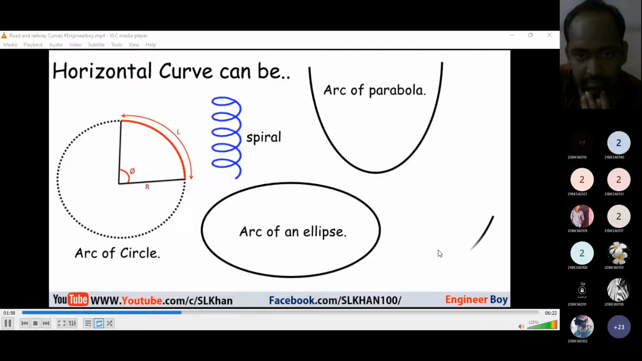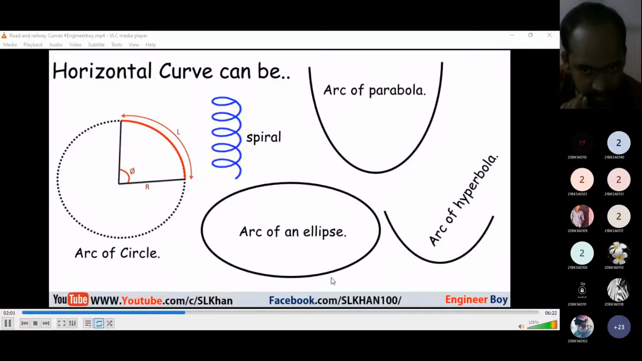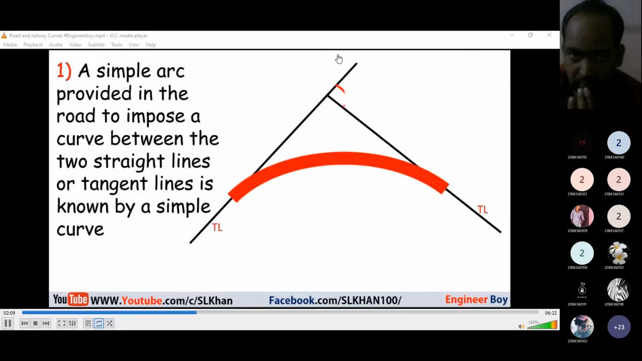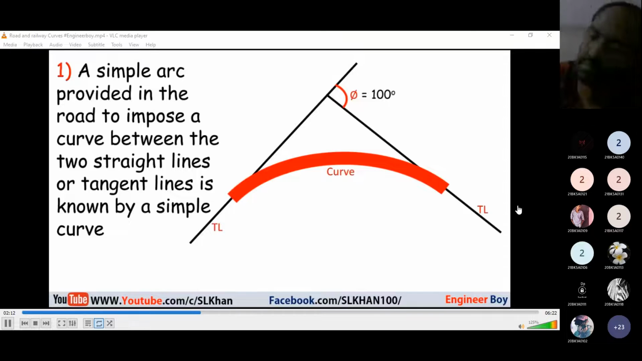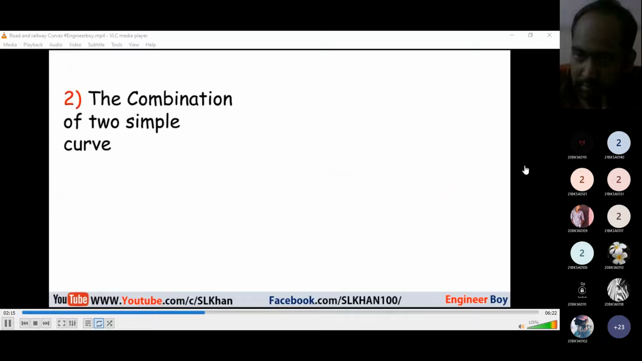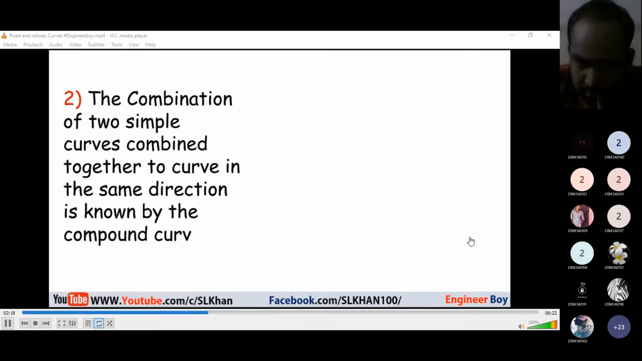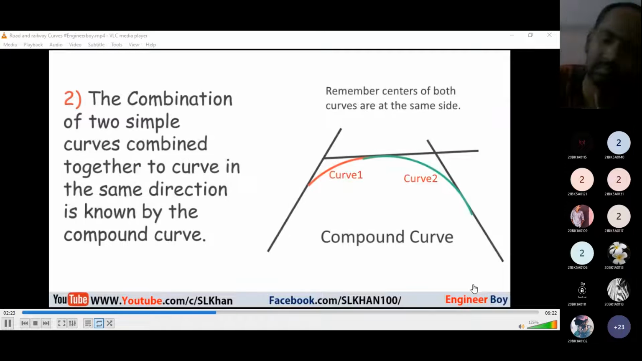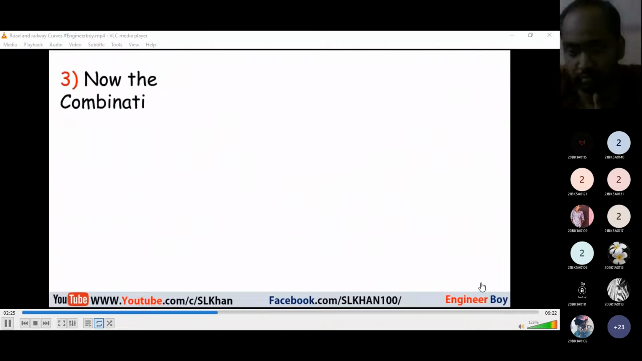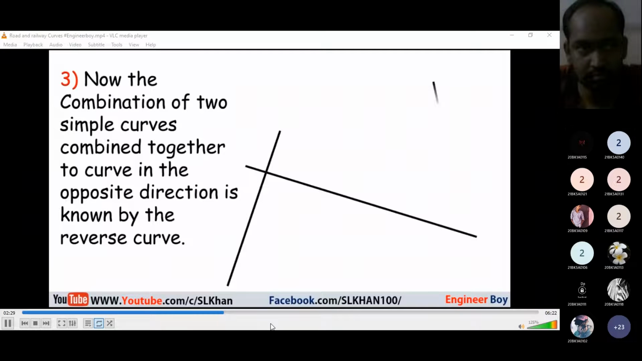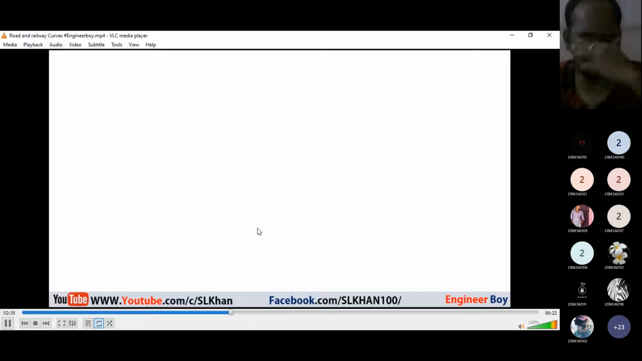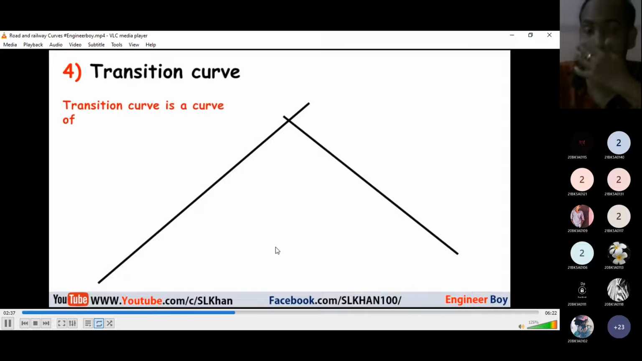So we can have some classes of horizontal curve. For example, a simple arc provided in the road to impose a curve between two straight lines or tangent lines is known as a simple curve. The combination of two simple curves curving in the same direction is known as a compound curve. The combination of two simple curves curving in the opposite direction is known as a reverse curve. And a curve that has a varying radius is called a transition curve.